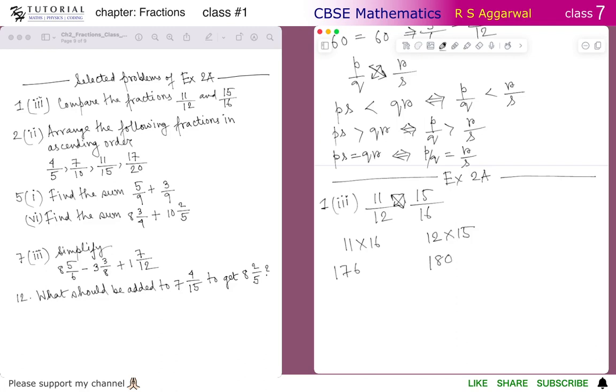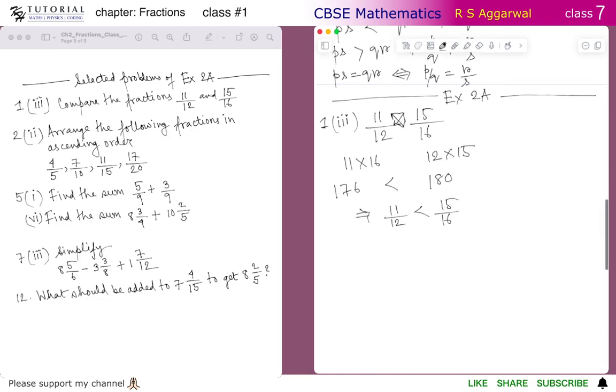I hope I am right. If I am wrong, please do let me know in the comment section, because I am prone to make mistakes. So 11 into 16 is 176 and 12 into 15 is 180. So clearly we can see that 176 is less than 180. So this implies 11 by 12 is less than 15 by 16.